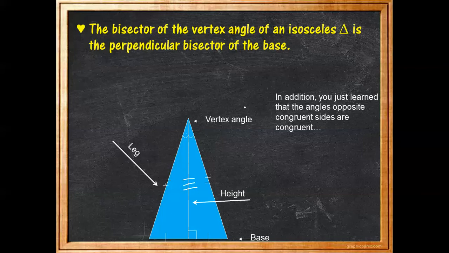Some terms right here: this is the vertex angle, all right? It's the vertex, the top of the triangle, so we call it the vertex angle. This is a leg, and this is a leg. We call the legs the two sides that are congruent. This is the height of the triangle. This is the base. And these are the base angles, okay? We call those the base angles.